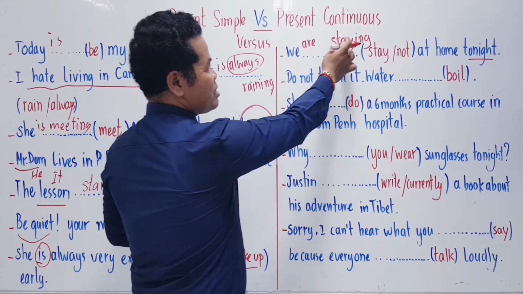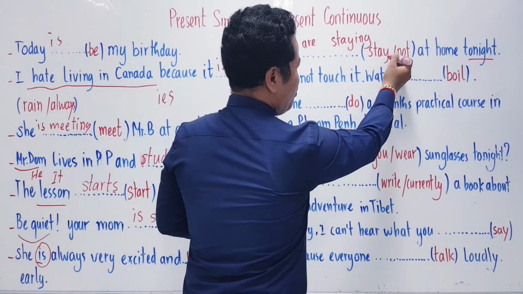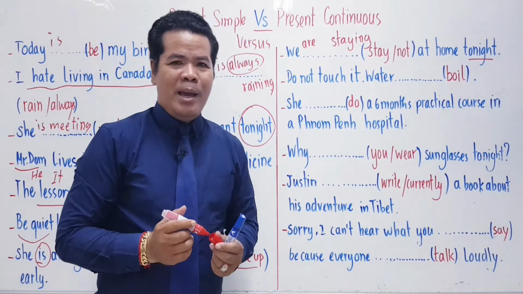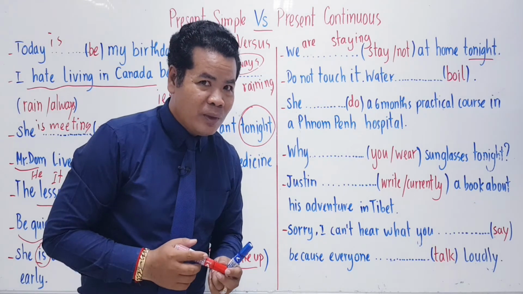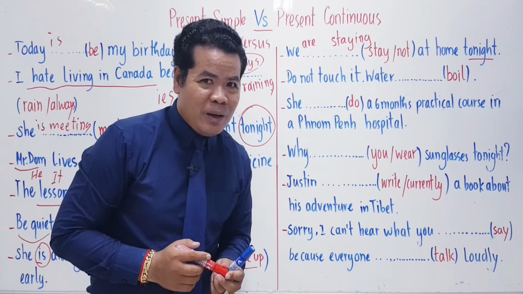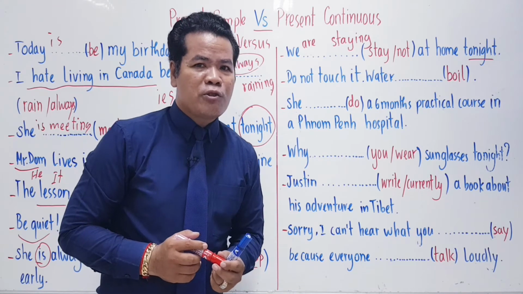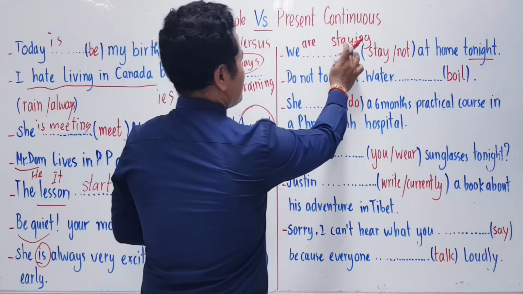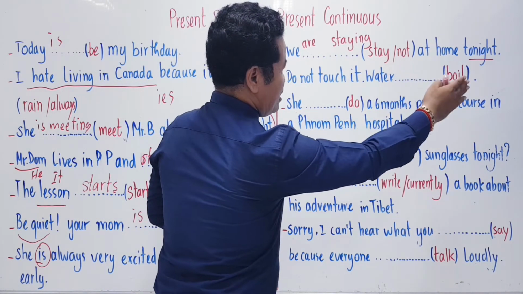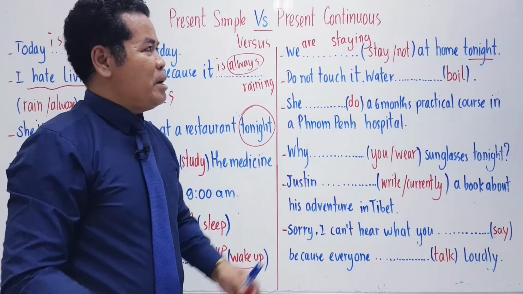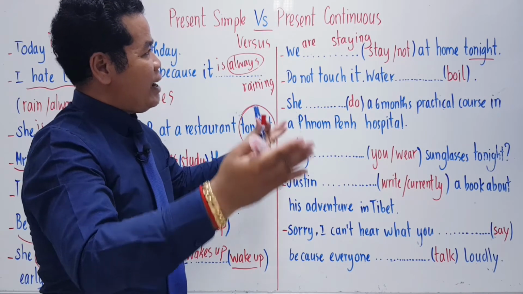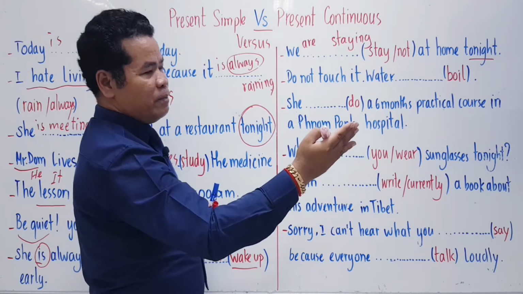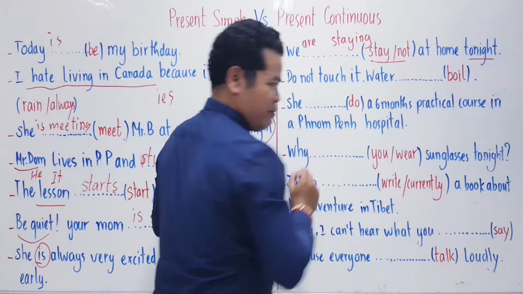We are staying. Do we double the last letter? Remember? Verbs ending in Y, W, and X, we cannot double. Just add ing straight away at the end of the verb. Okay? So, we are staying at home tonight. This is the positive. But what kind of sentence do they want you to do? Is it the positive or the question or negative? It's got to be a negative.